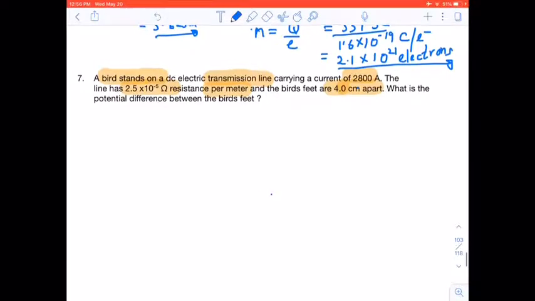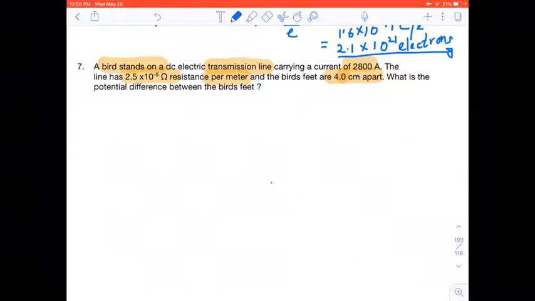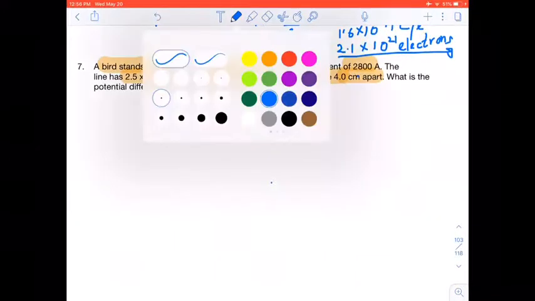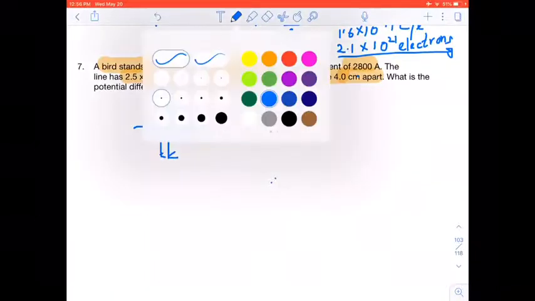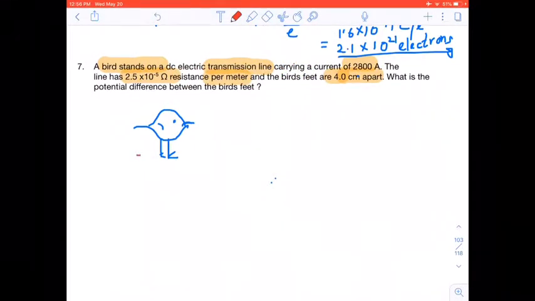Say we have our bird here. And let's say there's our bird. And this bird here is on a transmission line there, standing there.